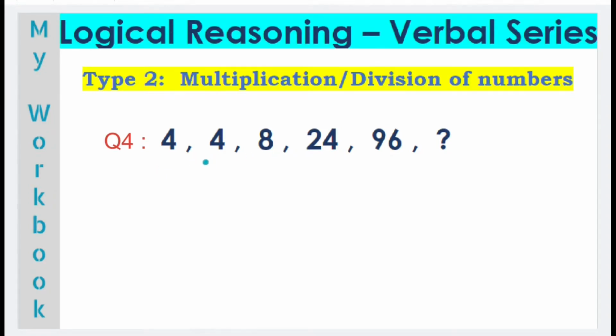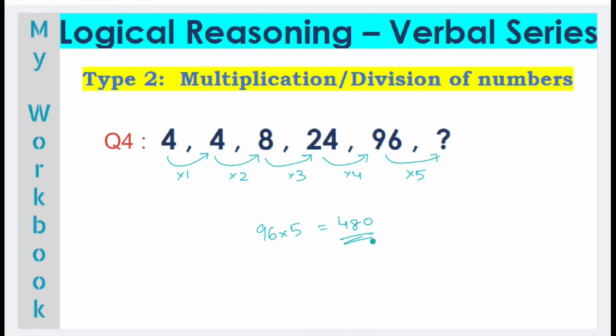The first two elements are the same, 4. Then it is getting doubled, 4 is becoming 8, then 8 is getting tripled, 8 threes are 24. 4 times 1, then 2 times, then 3 times, then 24 fours are 96. So consecutive natural numbers 1, 2, 3, 4 are getting multiplied with each element. So 96 should be multiplied by 5 to get the next element. 96 into 5 will give 480. So 480 is the answer.